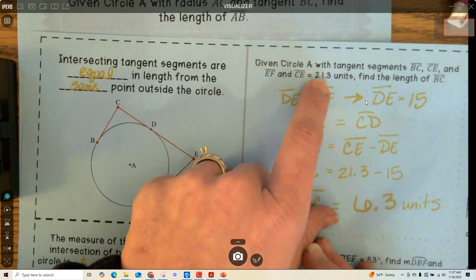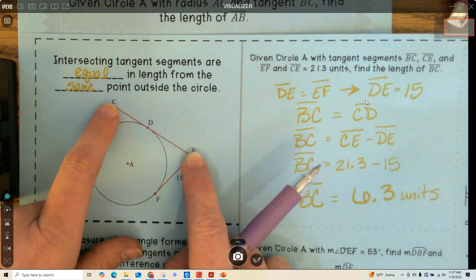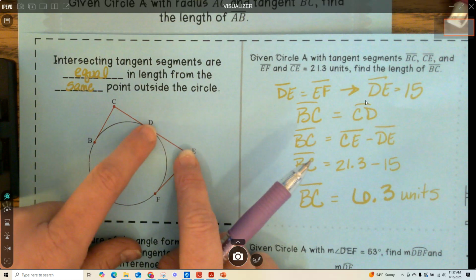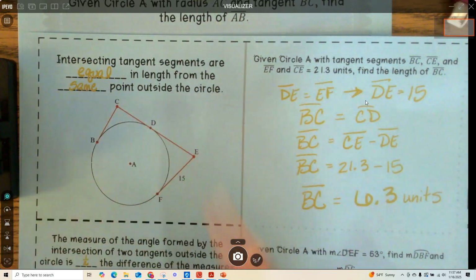And so like this up here tells you CE all the way across is 21.3. So if I know this distance, then I can find this distance. It's just kind of a pattern. You just fill in the blank.